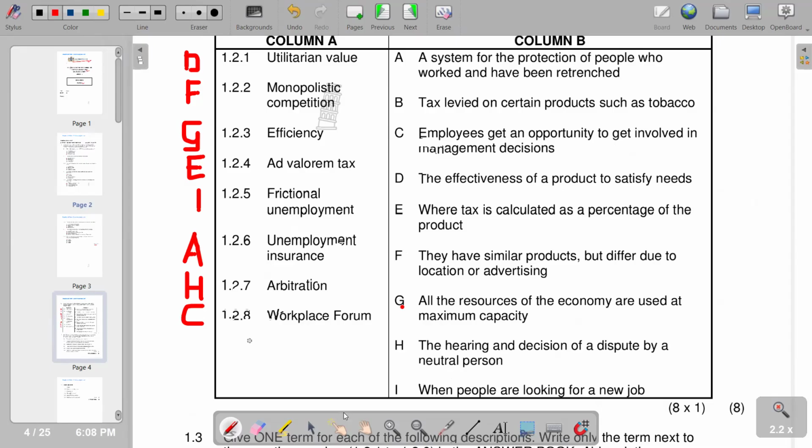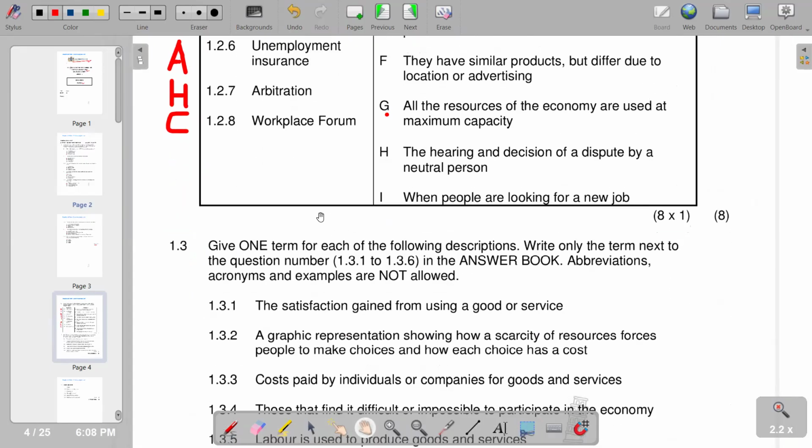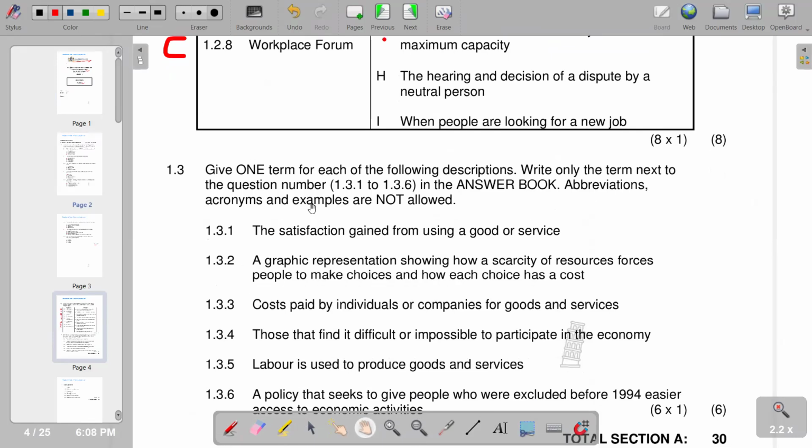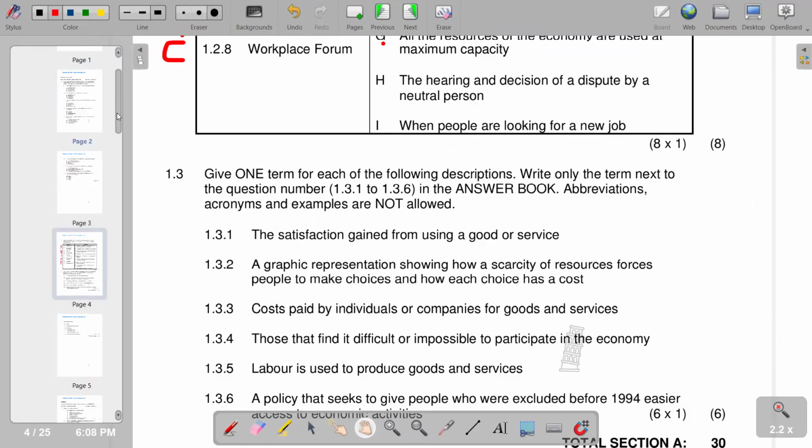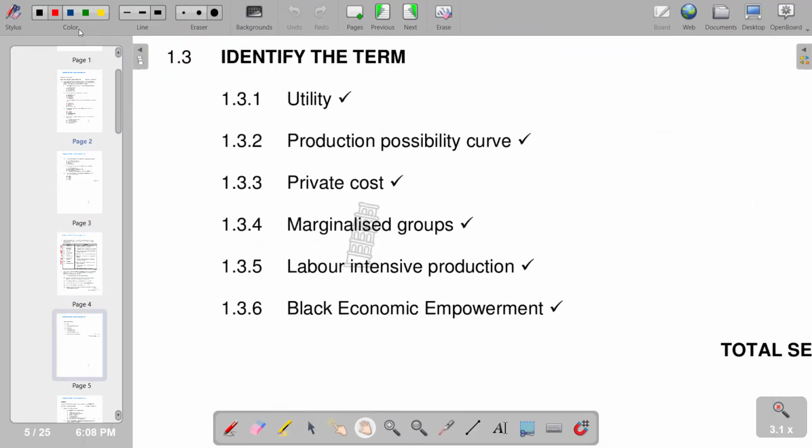So this is what we have on the matching section. I will go to the next part whereby we have got 1.3, which we need to choose one term from each of the following descriptions. So the first one is satisfaction gained from using a good or service. So basically, we know that this is utility. So we have utility as our response.